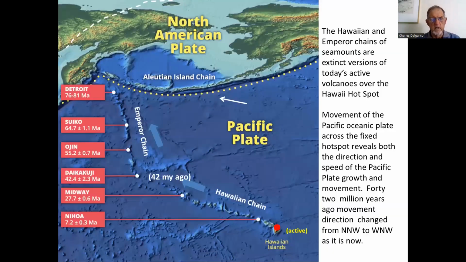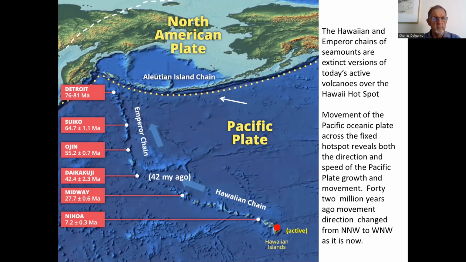That's well known to apply to the Hawaiian chain and the Emperor chain of seamounts. They get increasingly older as you move away from Hawaii, and they're quite extinct. So most are subsea still, but here is a list of ages in millions of years. The oldest, Detroit, up there disappearing under the Aleutian Island chain, is something of the order of 80 million years, Ma being million annum.